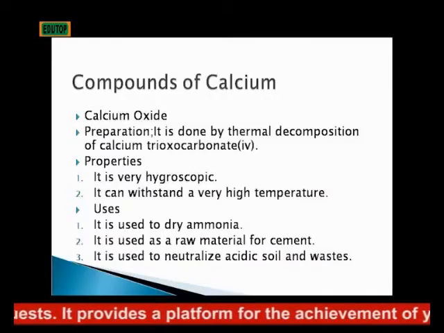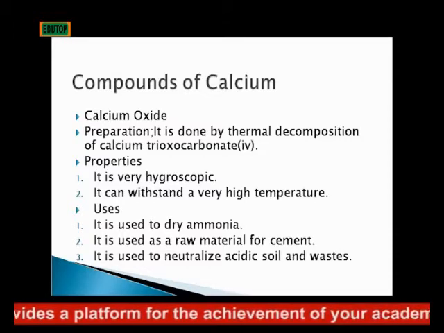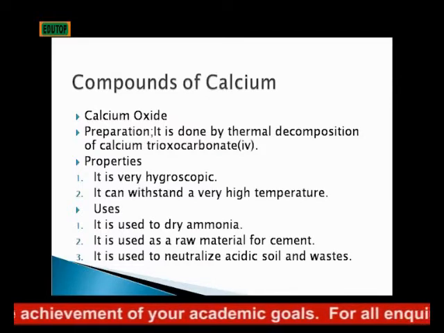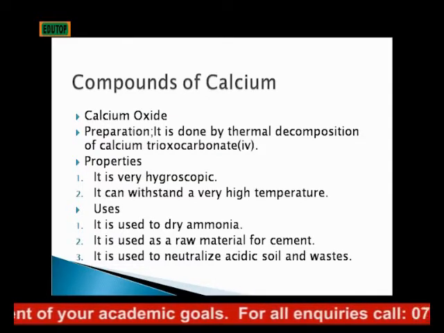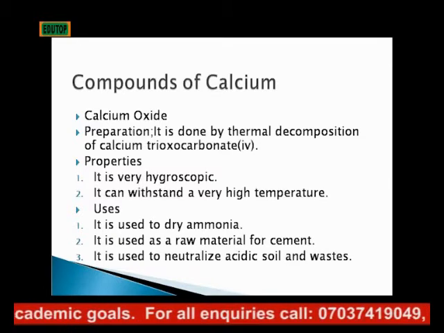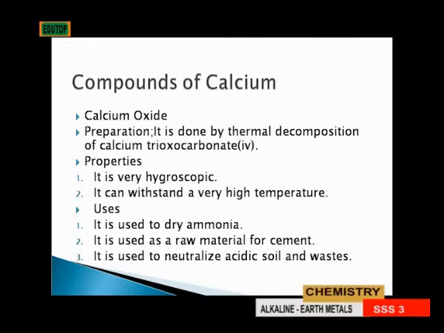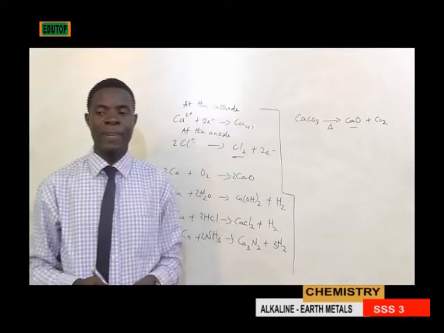Properties. 1. It is very hygroscopic. When I say hygroscopic, we are talking about a situation where it absorbs moisture from the atmosphere but does not eventually turn into solution. 2. It can withstand a very high temperature. Uses. 1. It is used to dry ammonia. It is very specific, it is used to dry ammonia. 2. It is used as a raw material in cements. 3. It is used to neutralize acidic soil and wastes because it is a base.